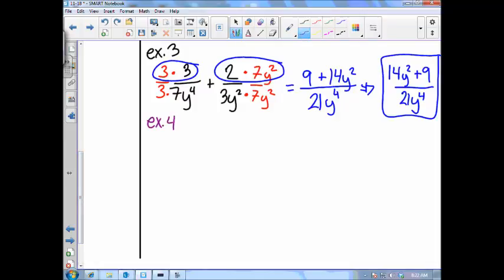Example 4. Let's see. C over 3c minus 1 minus 4 over c minus 2. C divided by 3c minus 1 over 4 divided by c minus 2. What's the first thing we should do on these problems? Multiplying, dividing, adding, subtracting.